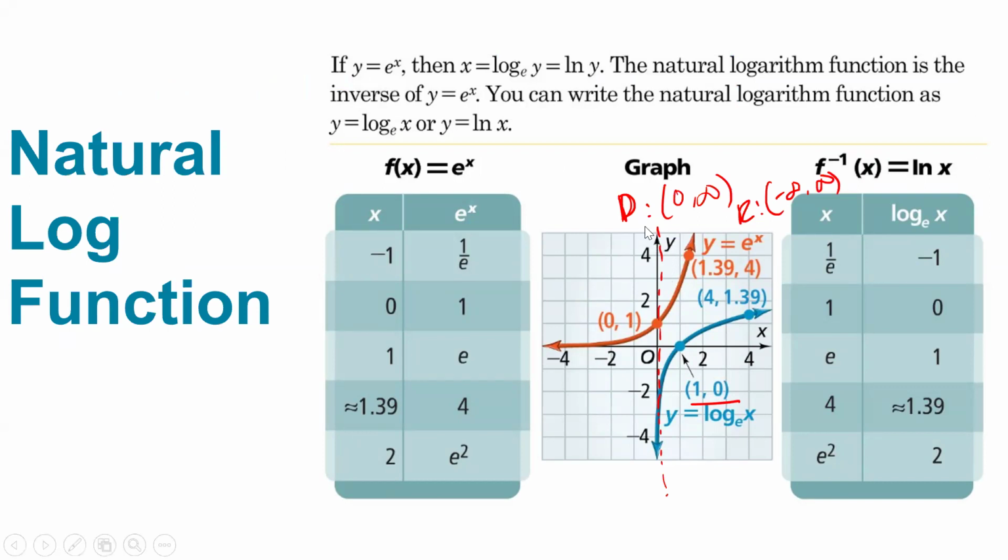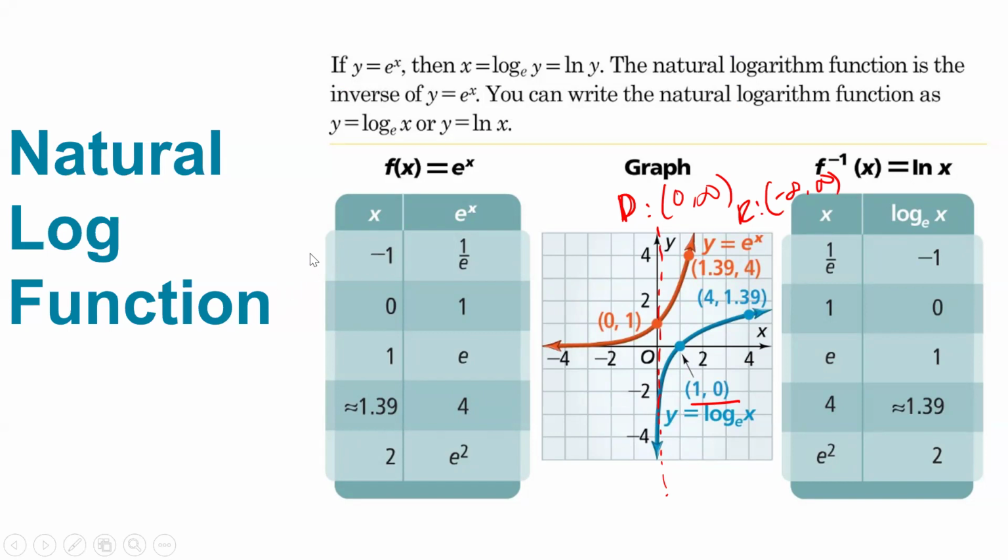The natural log function, instead of having a horizontal asymptote, it now has a vertical asymptote. Okay, because the opposite of a horizontal is a vertical. So we have a vertical asymptote. Our domain is now from 0 to infinity, and our range is from negative infinity to infinity, all real numbers.